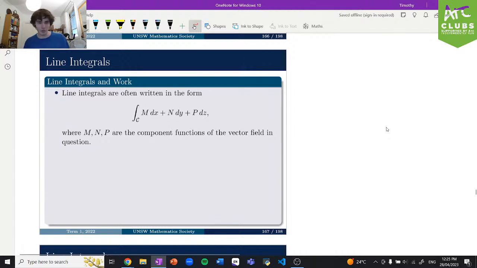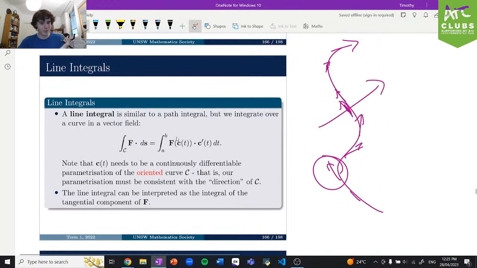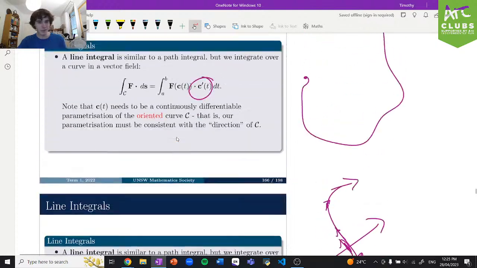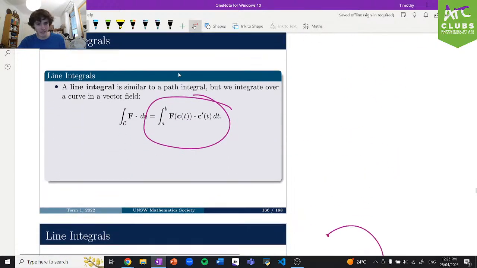Now, one quick thing on line integrals. You often write them in this particular form, the integral of m dx plus n dy plus p dz. And then there's also a parametrized version of that. The reason for that is just because of the form of our integral in the first place.